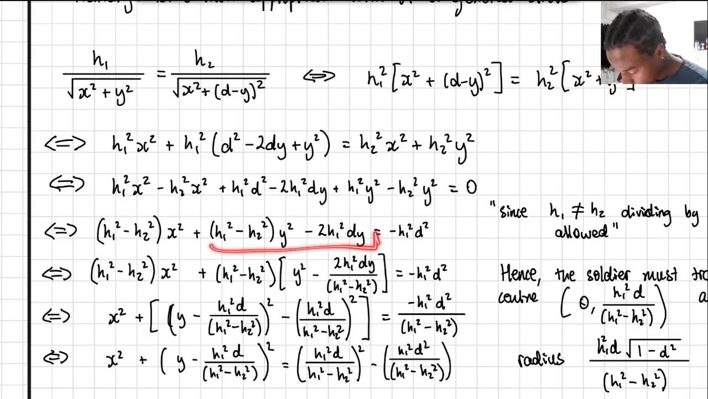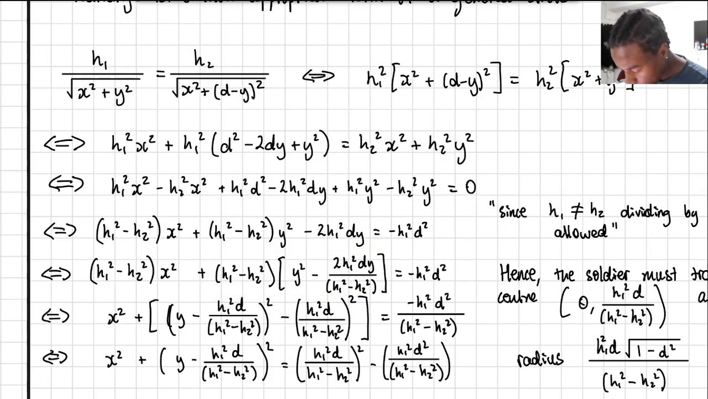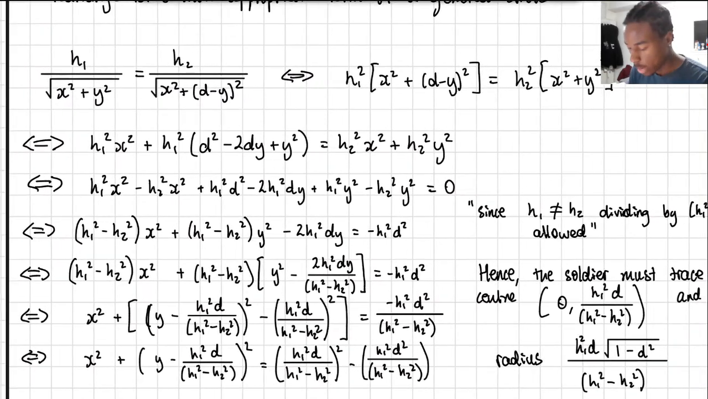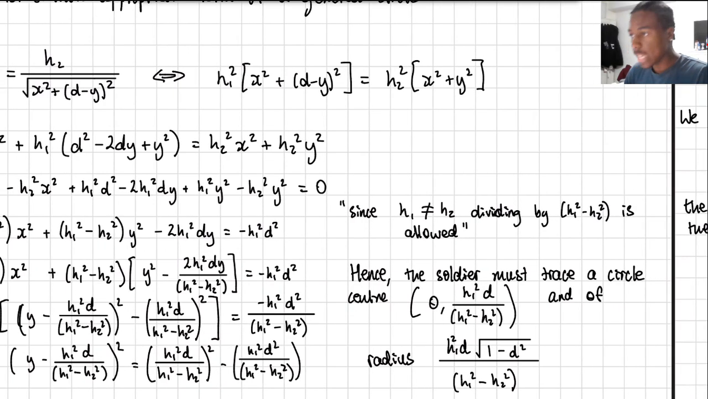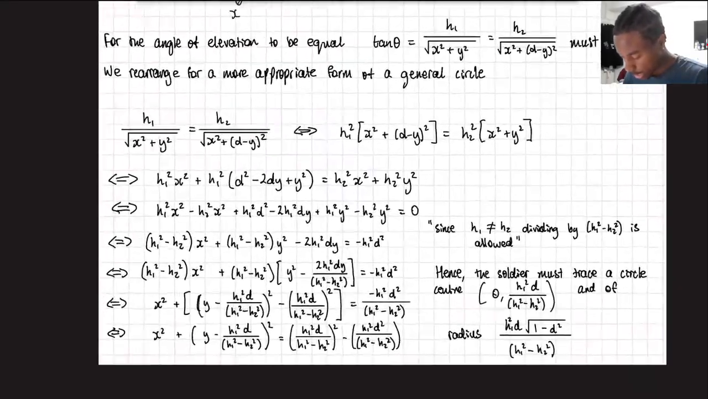When I'm here and then I move on to this line, that's because, can you see that when I multiply this bracket by the h1 squared minus h2 squared by the y squared, I end up with this term here. And then the h1 squared minus h2 squared multiplied by this gives me the minus 2h1 squared dy, which is what I need. And this dy here is not to be confused with anything to do with differentiation or integration, anything to do with calculus there. So, yes, we have this circle here, and the soldier must trace the circle with center 0, h1 squared d over h1 squared minus h2 squared, and the radius we don't really care about, but that's there as well.